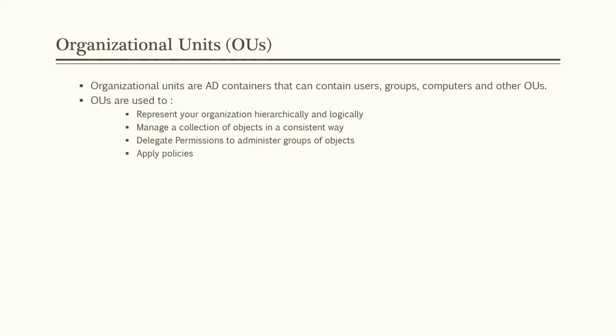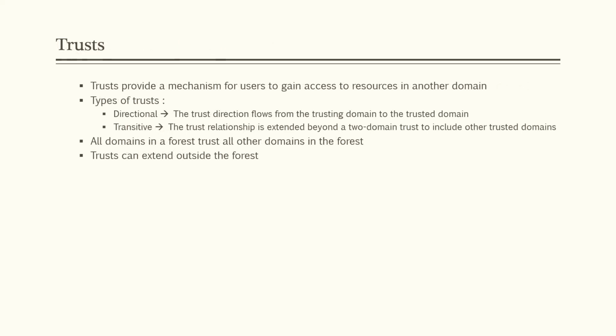So the next component is trusts. Now trusts are of two types. One, we have something called a trusting domain, and we have something called a trusted domain. If the trust direction flows from the trusting domain to the trusted domain, then it is called a directional trust. And what is a trust? Trust is nothing but a mechanism for users to gain access to resources in another domain. So if the trusting domain is accessing resources from the trusted domain, then it is called a directional trust.